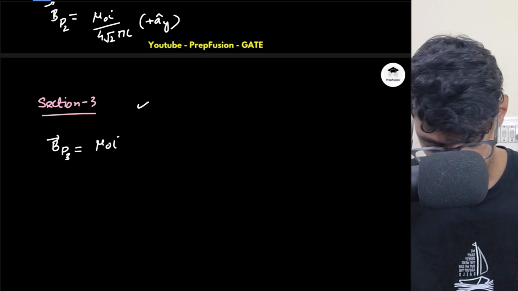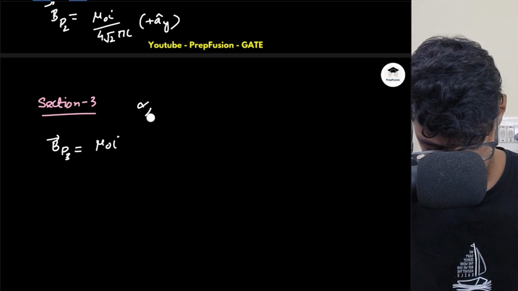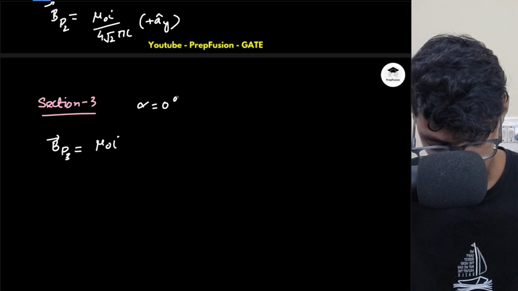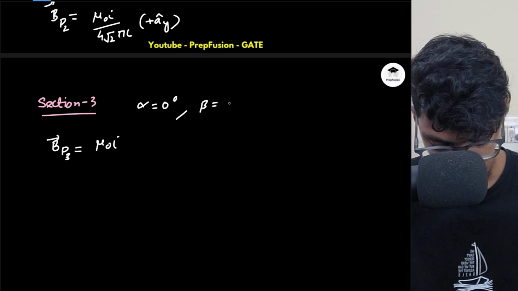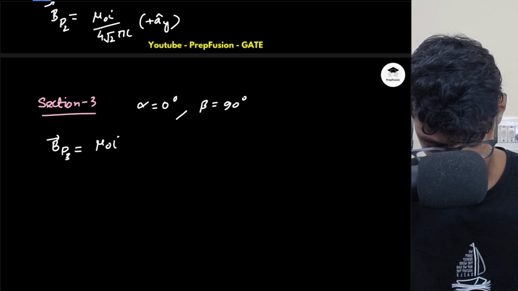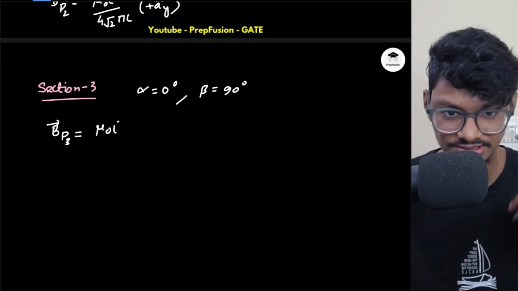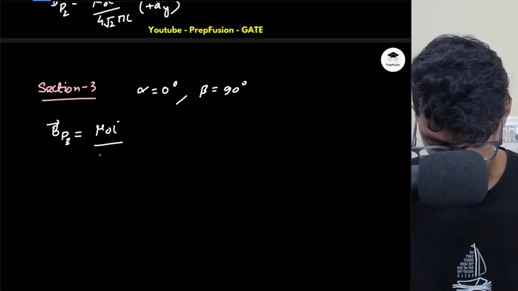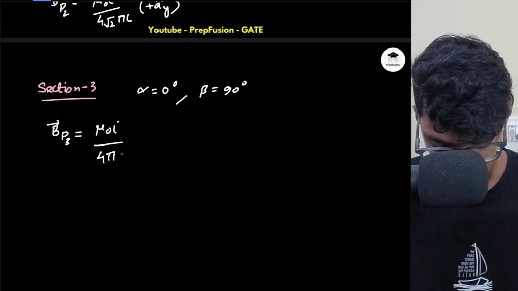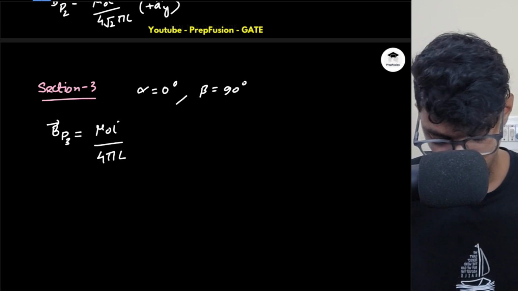So here again, alpha is 0 and beta is 90. Okay, so this will be due to the semi-infinite case. So mu naught I by 4 pi L. Okay, this will be the answer.